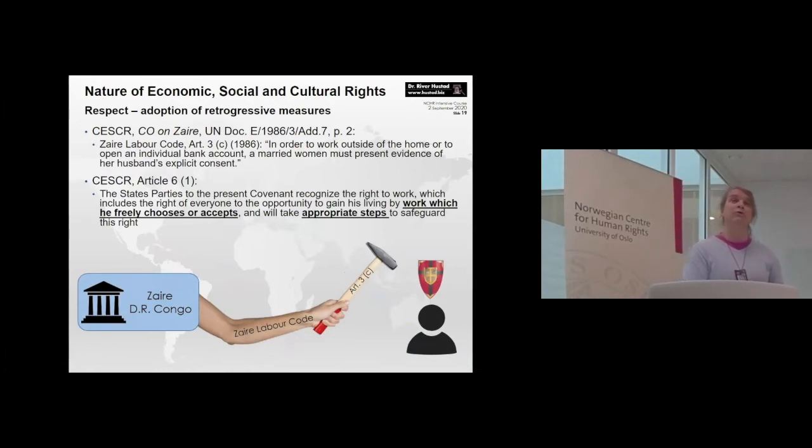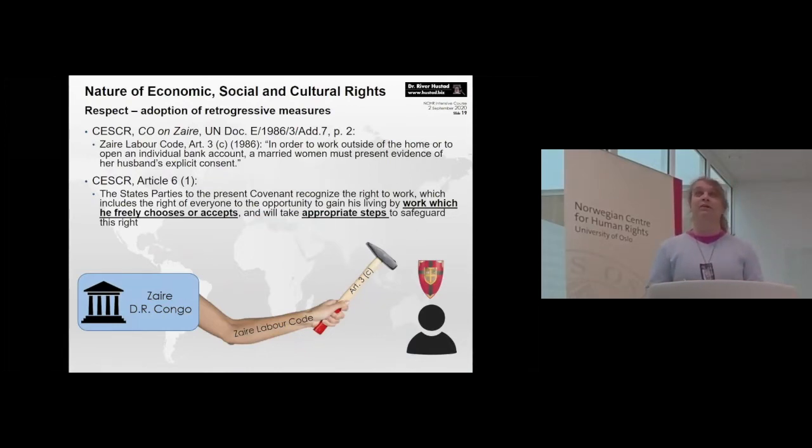And an example of that, this was an older concluding observation by the Committee on Economic, Social, and Cultural Rights. So the Democratic Republic of Congo was called Zaire at the time. And there was a labor code which said in order to work outside of the home or to open an individual bank account, a married woman must present evidence of her husband's explicit consent. And the committee said that this was not appropriate.